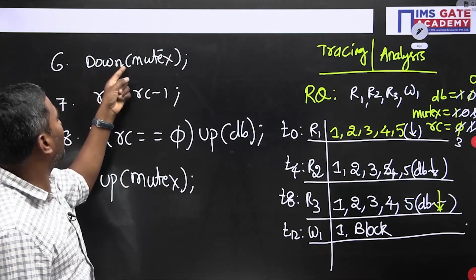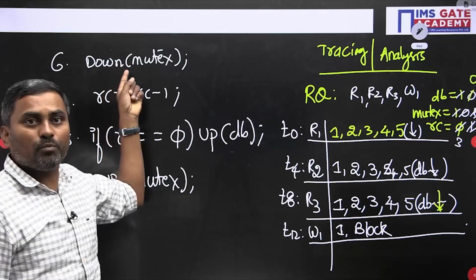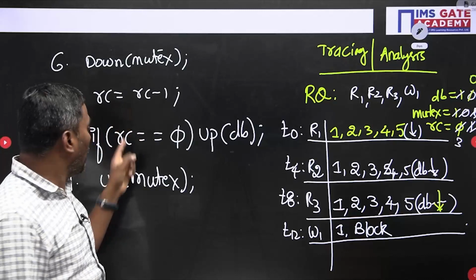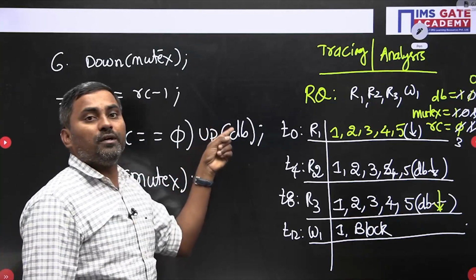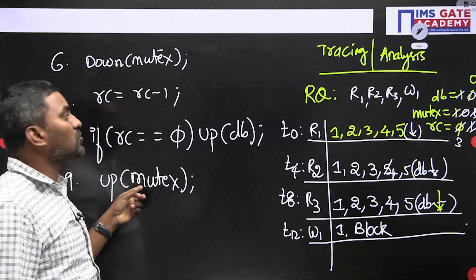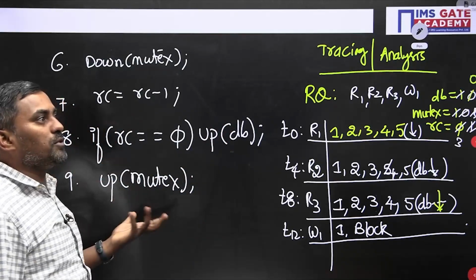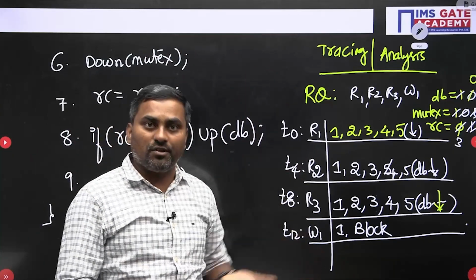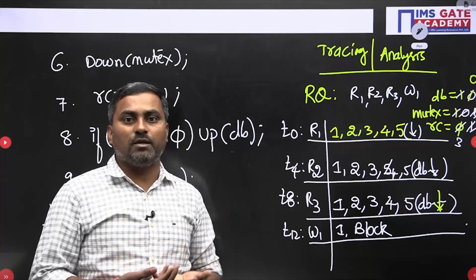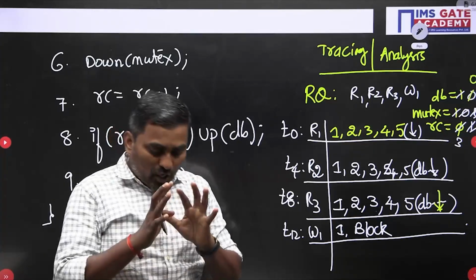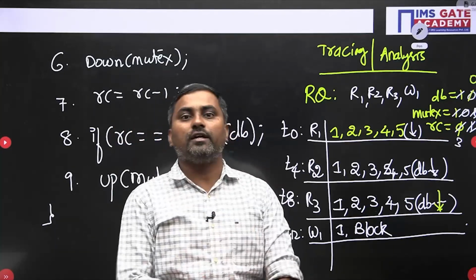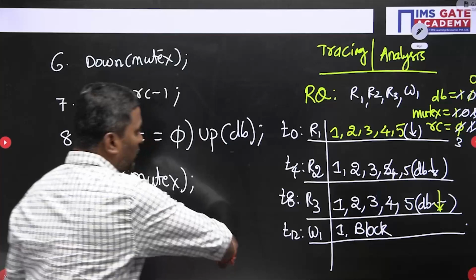R3 also completes the database, reading is over, then it performs down on mutex, 1 down 0 successful, then decrements RC, which becomes 0. If RC equals 0, then up DB, the value becomes 1, then mutex becomes 1. Now leaving the database, the next writers or readers can try. This way I can give a semaphore based solution for the reader writer problem. I hope you understand it.